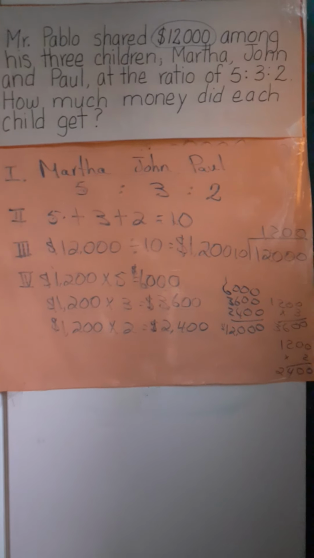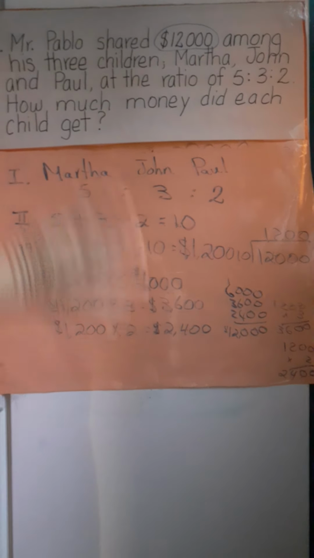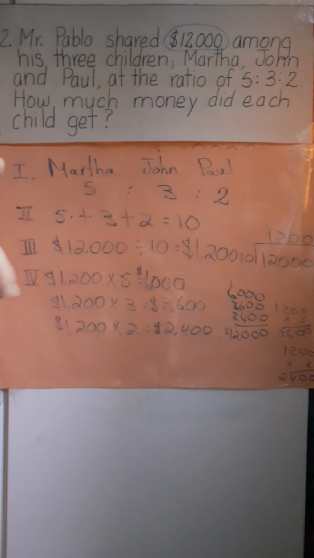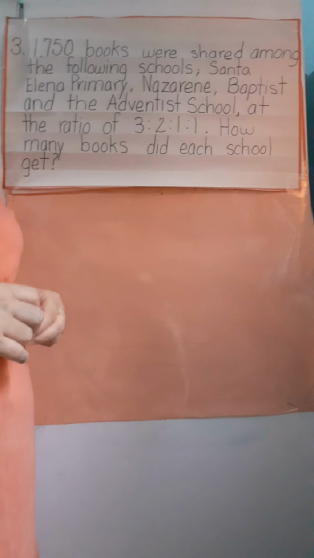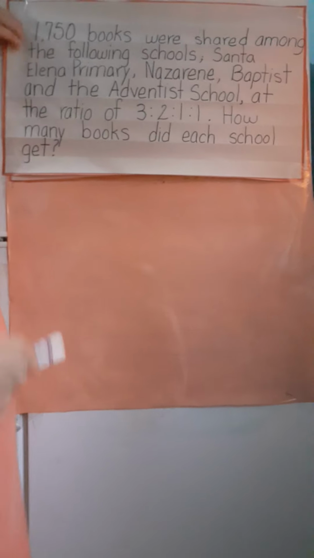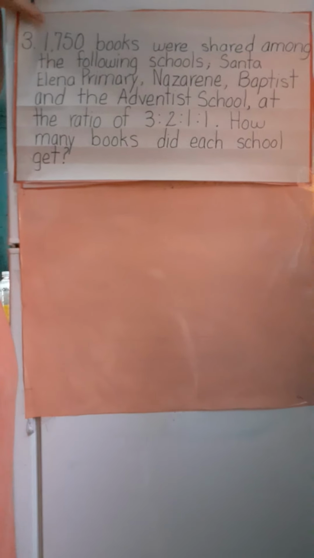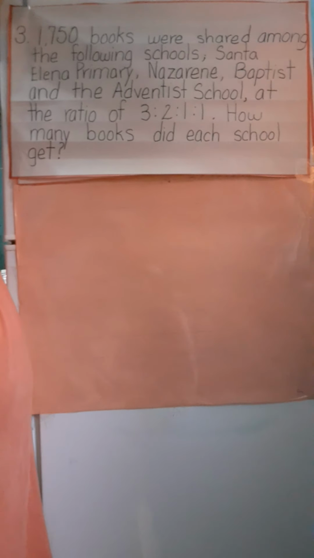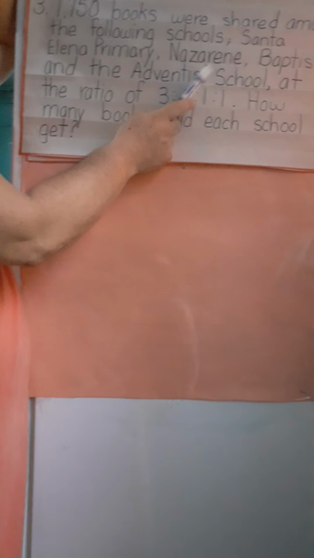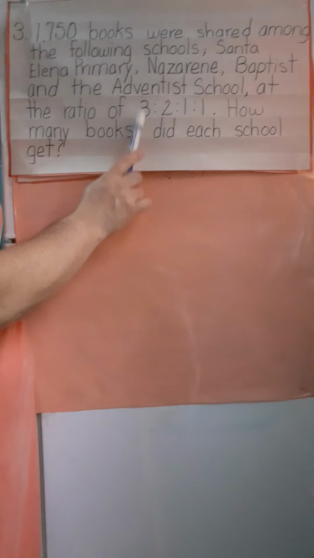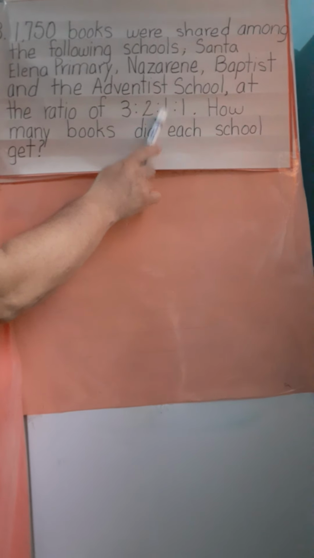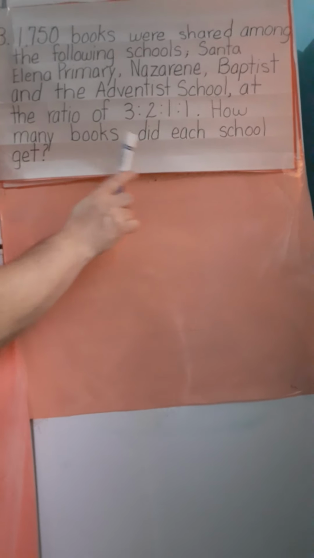Okay, all right, so this is another problem. I am going to give you one more example, and then I'm going to give you the problems for you to solve. Okay, let's look at the last example. I'm going to read it for you and you can follow. 1,750 books were shared among the following schools: Santa Elena Primary, Nazarene, Baptist, and the Adventist School, at the ratio of 3 to 2 to 1 to 1. How many books did each school get?